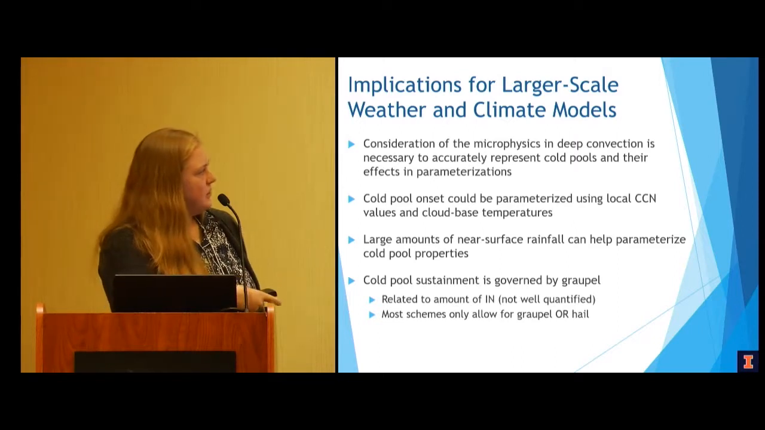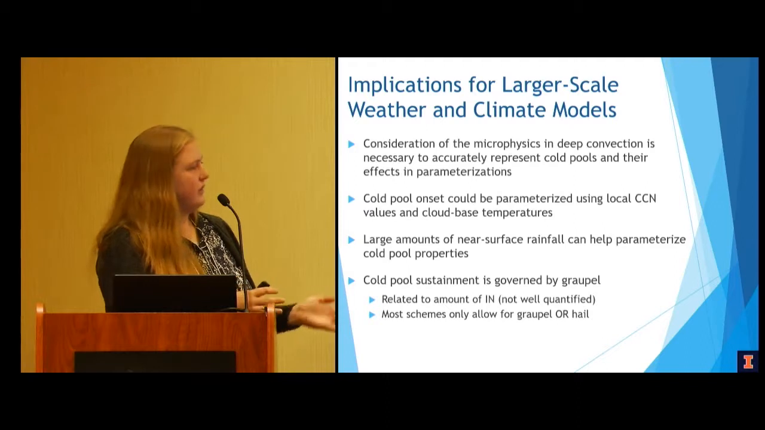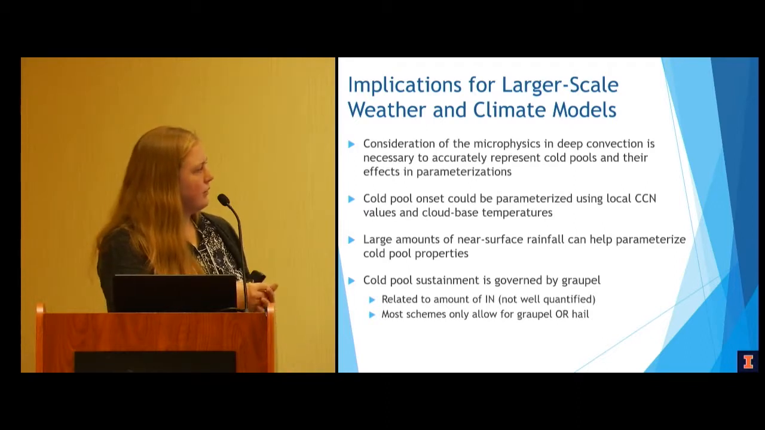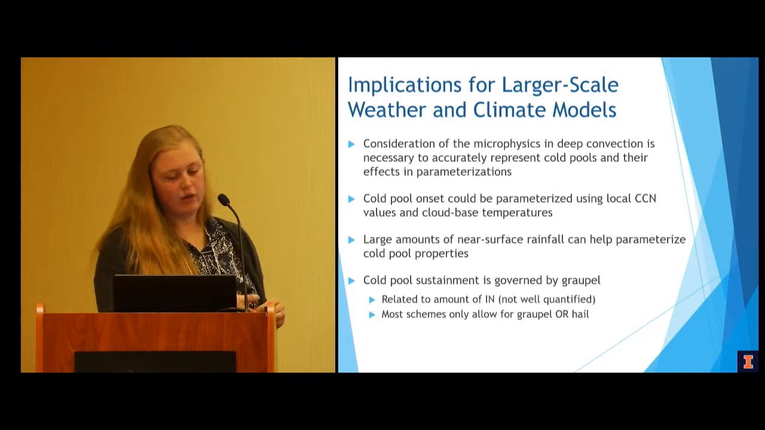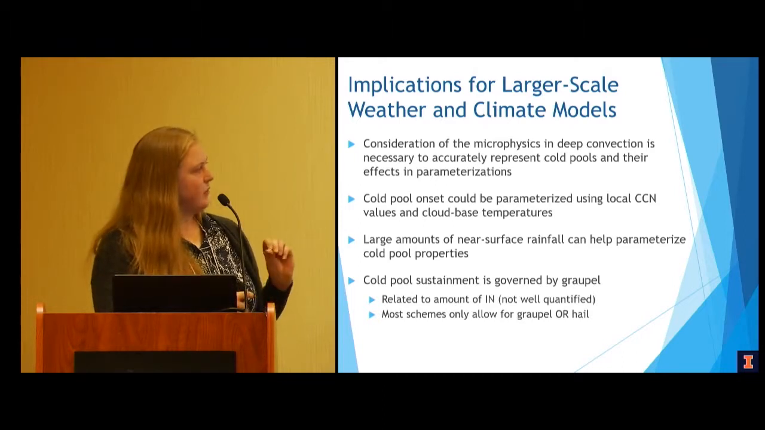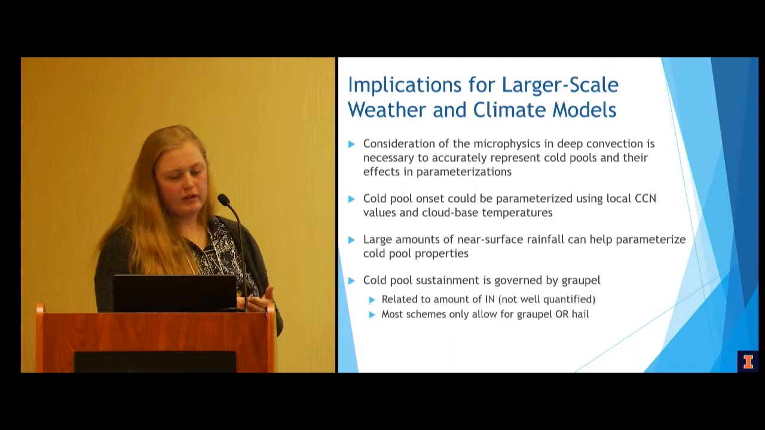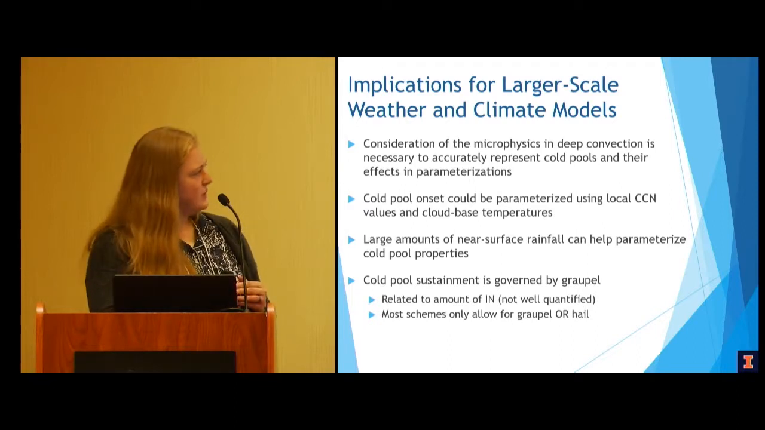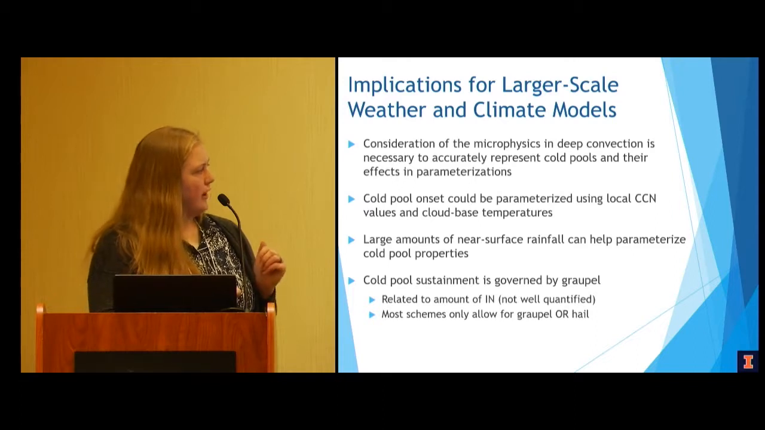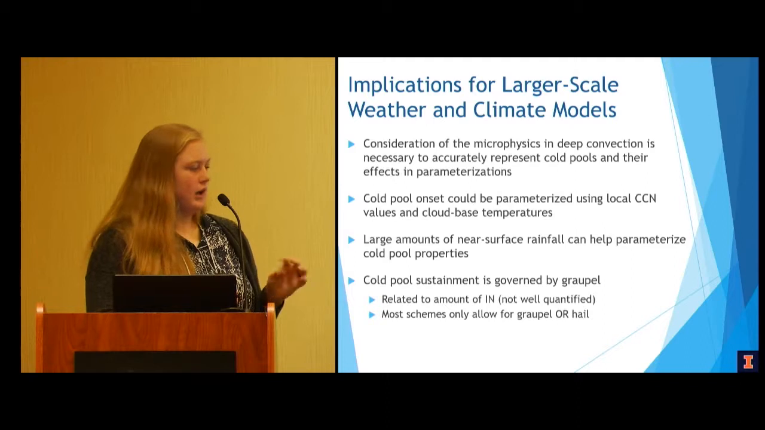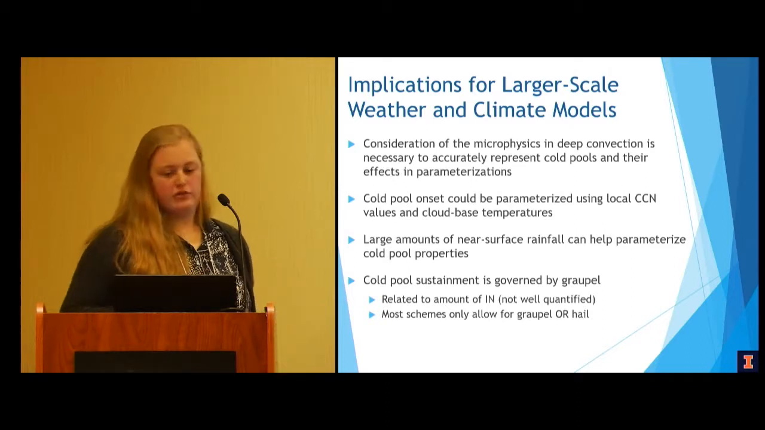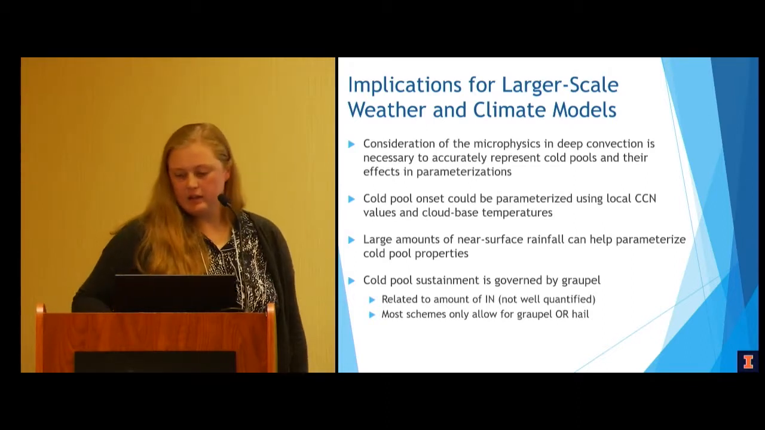But cold pool sustainment, the longevity and length of cold pools, is governed by graupel, but more work is needed here because graupel is related to the amount of ice nuclei, which is not well quantified. Another hurdle with that is a lot of microphysics schemes will only allow for the prediction of graupel or hail, and that's just for computational reasons. So there needs to be a bit of work on how to best implement that.